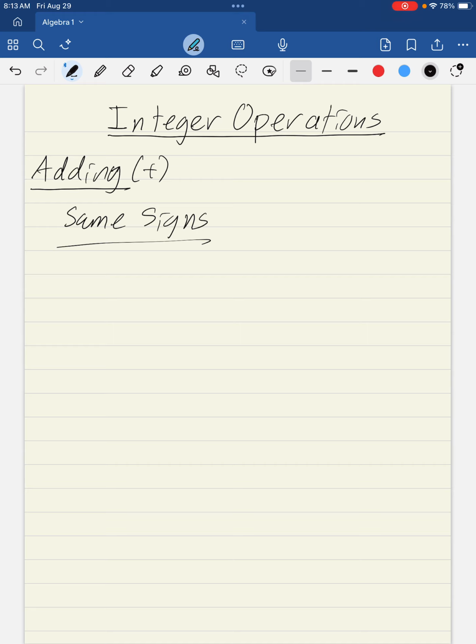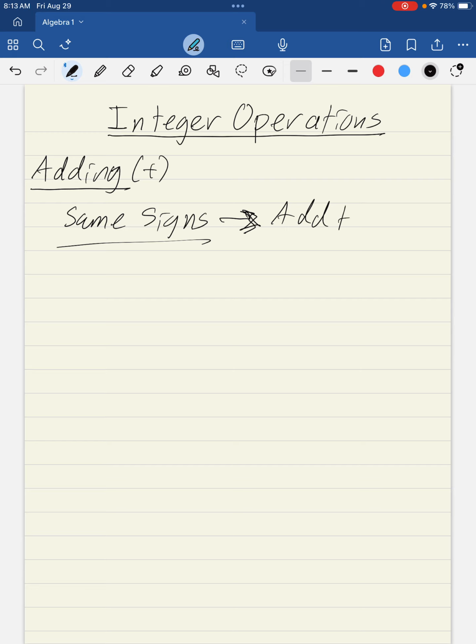So same signs. What we're going to do here is, oh my mistake. That arrow is a little tricky. Let me get that. There we go. That's a better arrow. No, that's not a very good arrow either. I got to work on my arrows, guys.